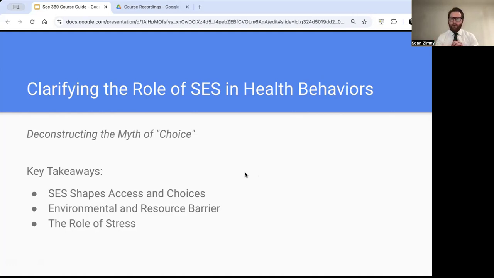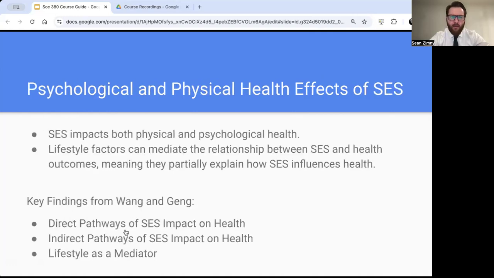Number two, environmental and resource barriers. Food deserts and lack of safe recreational spaces and limited transportation options are common obstacles in these lower income neighborhoods. And then three, the role of stress. Chronic stress is linked to low socioeconomic status, and that chronic stress exacerbates unhealthy behaviors and turns them into coping mechanisms for financial or social strain. So think about those three aspects and how we deconstruct that myth of just choice alone, and think about the broader systemic barriers that extend far beyond individual willpower here.